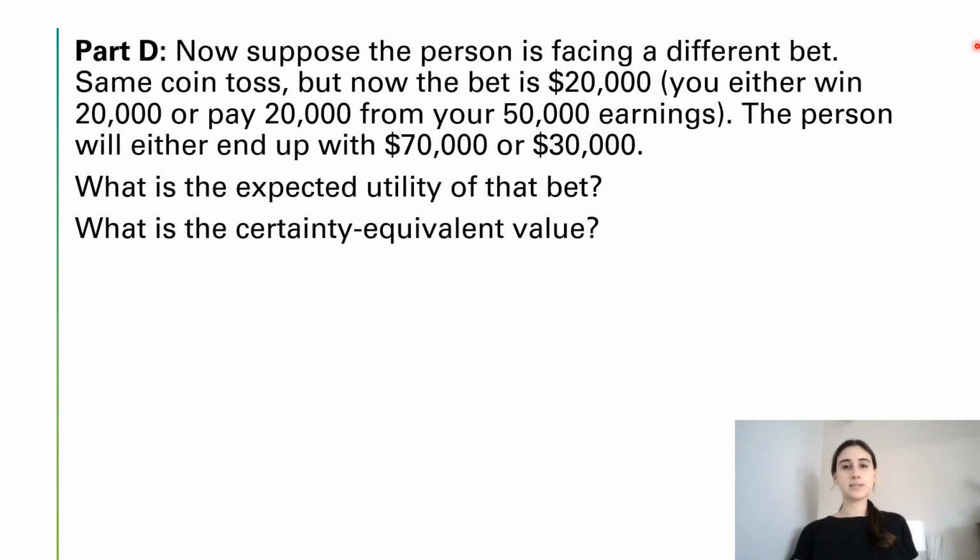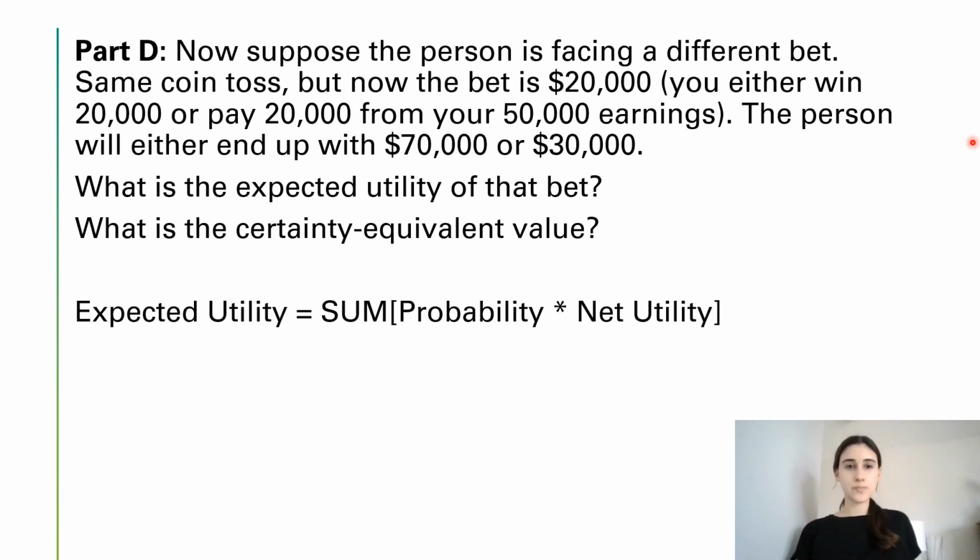This section states, now suppose the person is facing a different bet. The same coin toss, but now the bet is $20,000. So you either win $20,000 or lose $20,000 from your $50,000 earnings. In other words, the person will either end up with $70,000 or $30,000. This question asks us, what is the expected utility of the bet, and what is the certainty equivalent value?